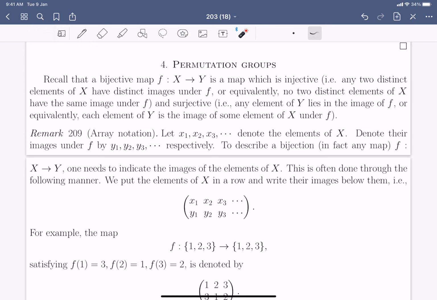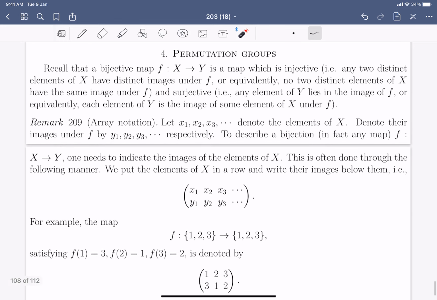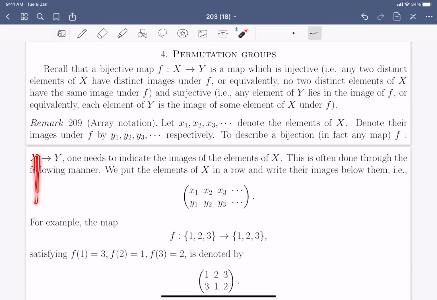Anyway, so let's try to set the stage by setting some notations. Because if you want to write down all the bijections, that's going to be a messy thing, right? So we'll need to add certain notations that will simplify the presentation and so on. So recall that if we have a bijective map f from x to y, in other words, a map that is injective and surjective too, then a bijective map f from x to y is a map which is injective and surjective.